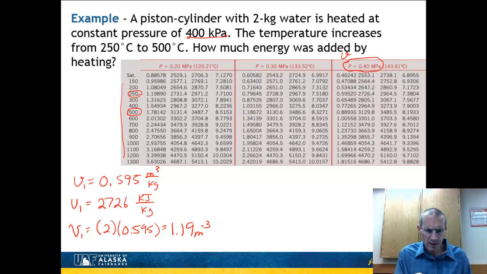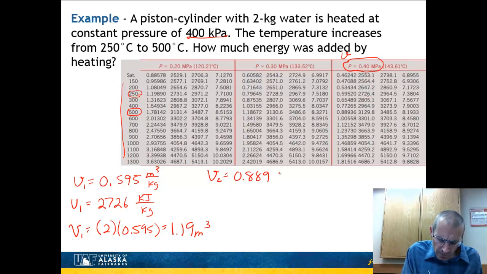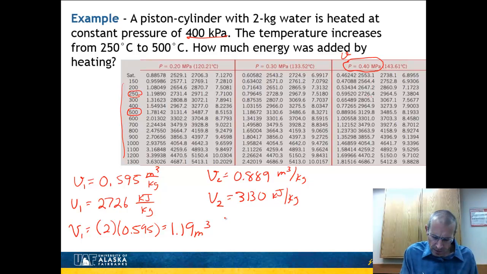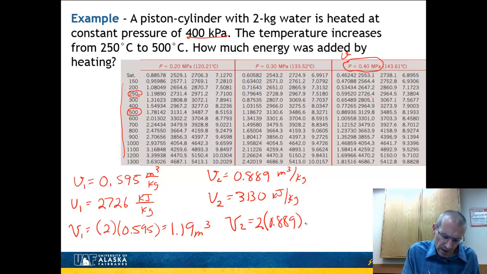Okay. Now we can get state 2 as well, because it was at a constant pressure. It's also going to be at that pressure, but now we're at 500 degrees. So we're just going to go down a few lines there, and v2 is 0.889 meters cubed per kilogram. U2, the internal energy, next line over, 3130 kilojoules per kilogram. Go ahead and calculate V2, which is 2 times 0.889, and that volume right there is 1.78 meters cubed.